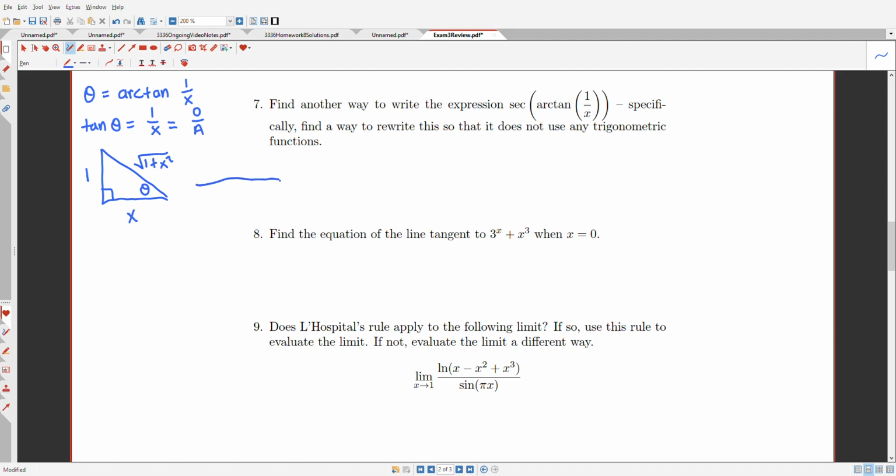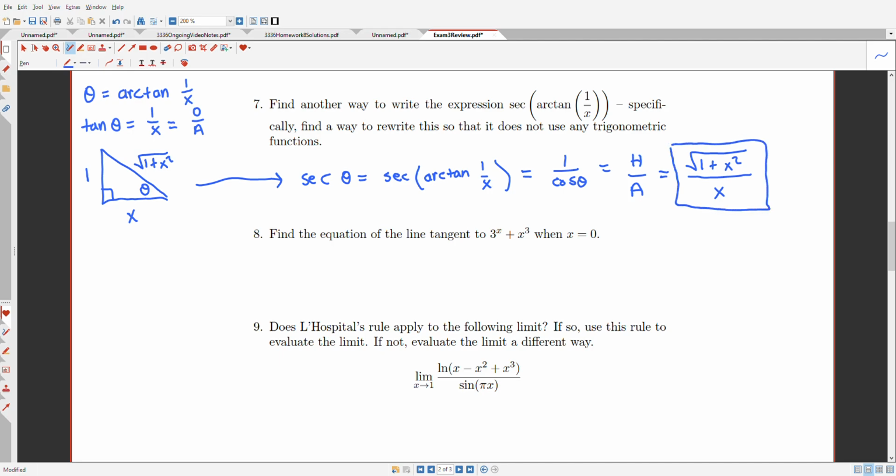And so now from this picture, I can see that the secant of theta, and really that's the secant of what I said theta was, which is the arctangent of 1 over x. Well, that's just 1 over the cosine of theta. And in this picture, cosine is just adjacent over hypotenuse, so 1 over that is hypotenuse over adjacent. And so my hypotenuse is the square root of 1 plus x squared. My adjacent side is x. So here is a nice way to rewrite this bizarre function that doesn't use any trig expressions.